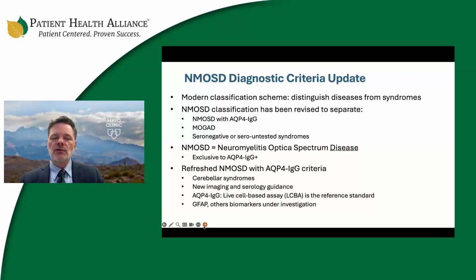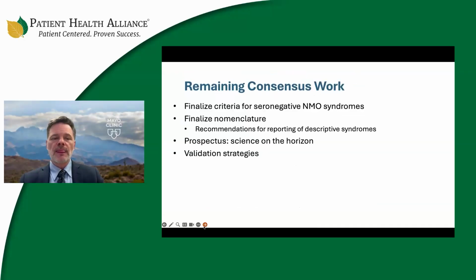Cerebellar syndromes have been added, new guidance on serology and imaging, live CBA is the reference standard, and biomarkers are continuing to be investigated. We have remaining consensus work to finalize criteria and grouping for seronegative syndromes, to finalize nomenclature, to complete a prospectus. So this is an outline of the science that we should be looking out for on near and potentially far horizons, and validation strategies. What will we do in the future to clarify the diagnosis for this puzzling group of patients that remains, these seronegative syndromes? That's the update at this point on the IPND consensus criteria for NMOSD and seronegative syndromes.